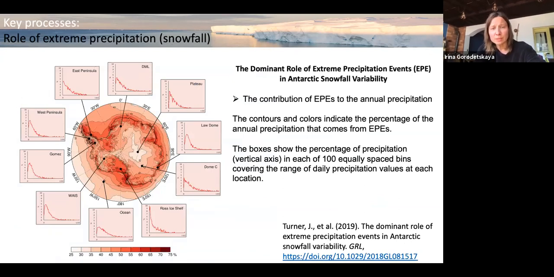In the surface mass balance, we have an important impact of extreme precipitation events, and that was a paper by Turner et al. in 2019. Here the map shows the percentage contribution of extreme precipitation events, defined as the 90th percentile of daily precipitation. We see that more than 40% over Antarctica, and in some parts of the coastal areas even more than 60%, of the total annual precipitation is explained by extreme precipitation events. So that's another important point when we talk about atmospheric rivers.